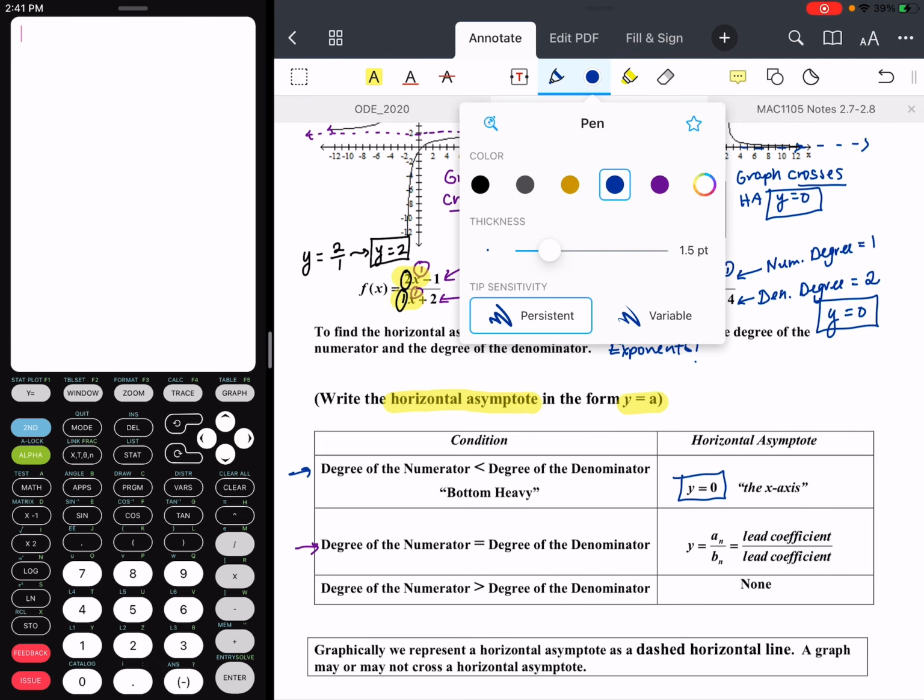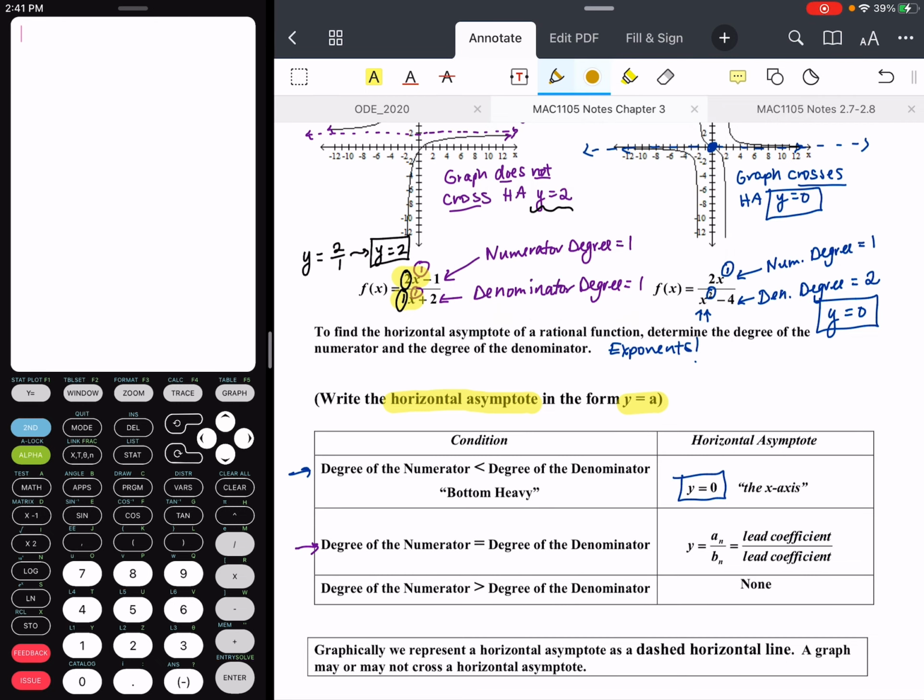Okay, and by the way, there's a third case where the degree of the numerator is greater than the degree of the denominator. In this case, we just say there's no horizontal asymptote. There's also something called a slant asymptote. That exists, but we're not going to cover it in this course. But they do talk about it in the textbook, so if you're curious, do a search on slant asymptote. That's a diagonal asymptote that you could also see in your functions. But for us, we're not going to go that far. You'll probably see that in future math courses.